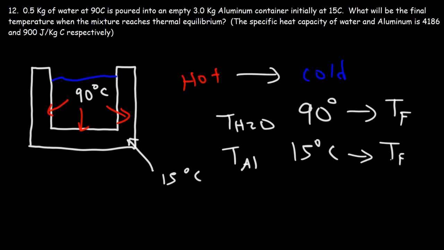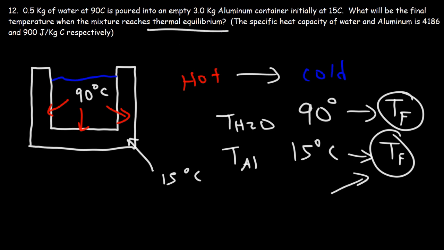So when the rate at which heat leaves the water equals the rate at which heat is absorbed by the container, thermal equilibrium will be reached, and it's going to be at some final temperature. So when the temperature of water and the container is the same, that's going to be TF. That's when the system achieved a state of thermal equilibrium. But how can we calculate this final temperature? What do we need to do?